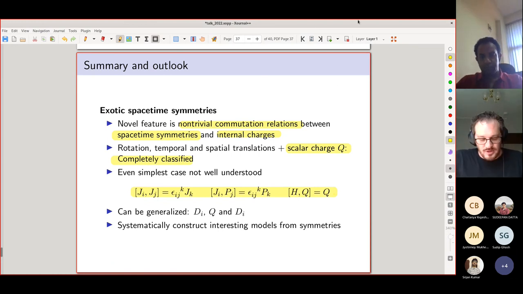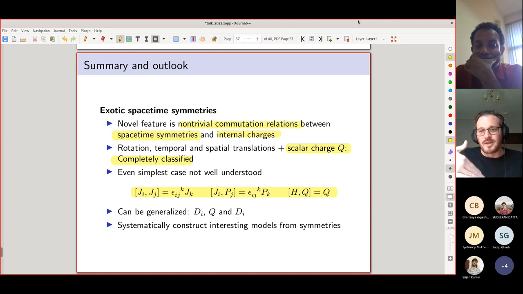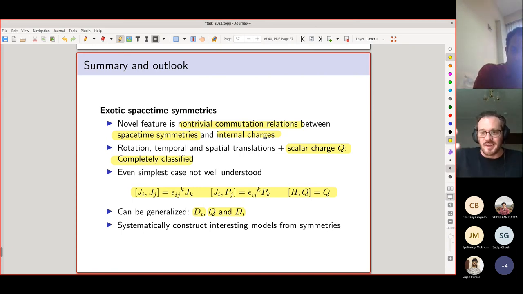And as we discussed, of course, this can be generalized, and we have already done this to some extent in some work in progress, where we have classified all of them for just one dipole charge and then also for one dipole and one electric charge, to see what other fracton-like symmetry algebras there are. And indeed, there are some other cases.